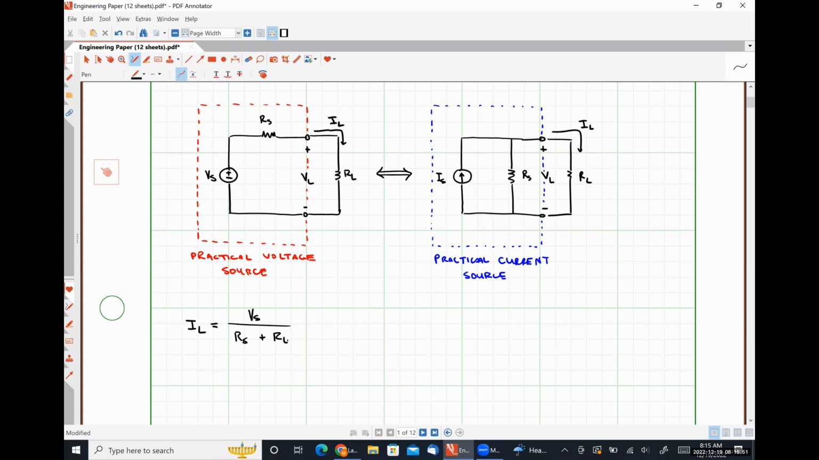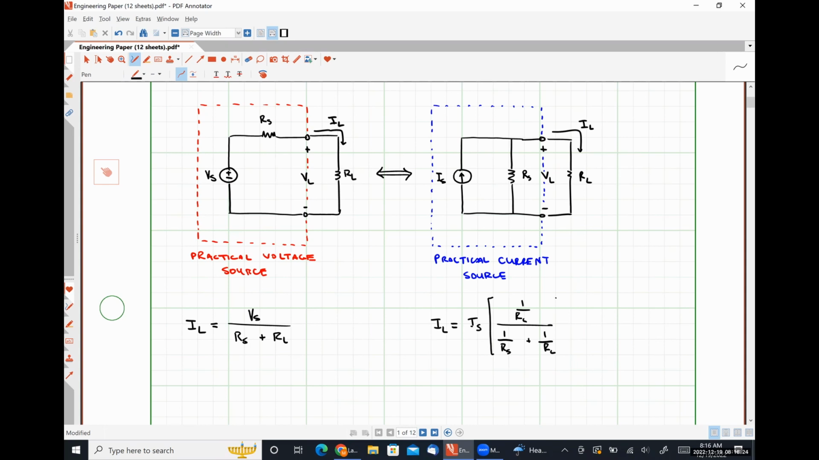All right. So let's look on the right-hand side. If we wanted to find IL, how might we do that? What was that, John? Current division. Absolutely correct. I would argue current division is our easiest option here. So that's going to look like IS times 1 over RL divided by 1 over RS plus 1 over RL.